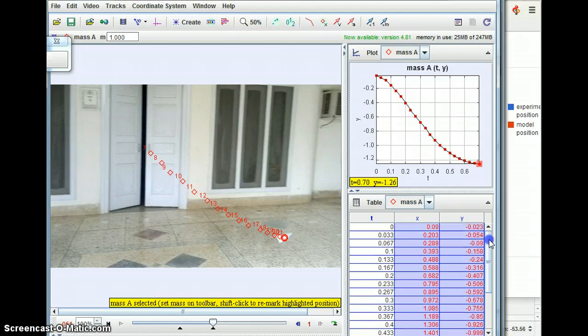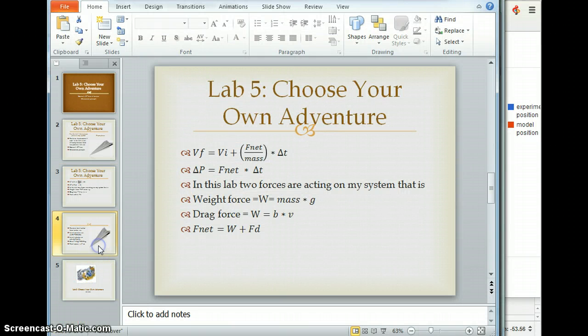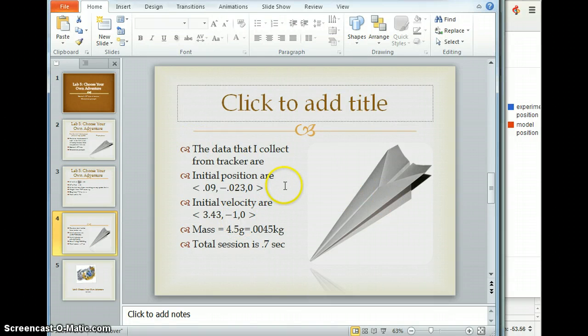From these values in Tracker, I calculate the initial position, which is equal to 0.09, minus 0.03, 0. Initial velocity is 3.43 on the x-axis and minus 1 on the y-axis. The mass of the paper plane is 4.5 gram, which is equal to 0.005 kg, and the total time is 0.7 second.